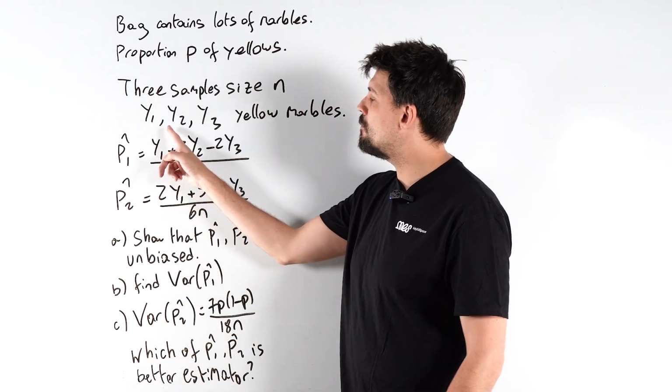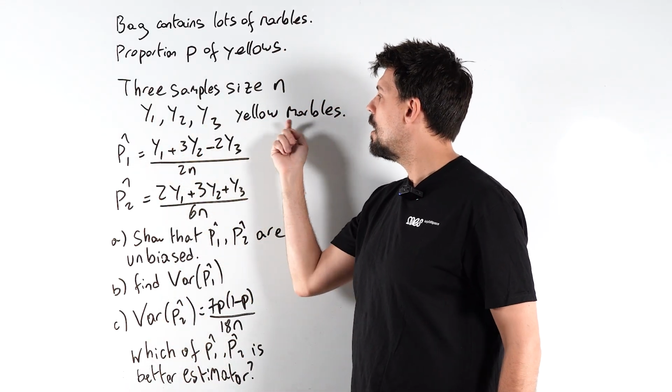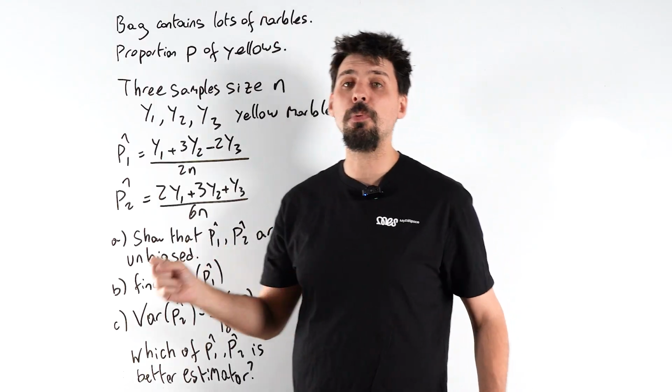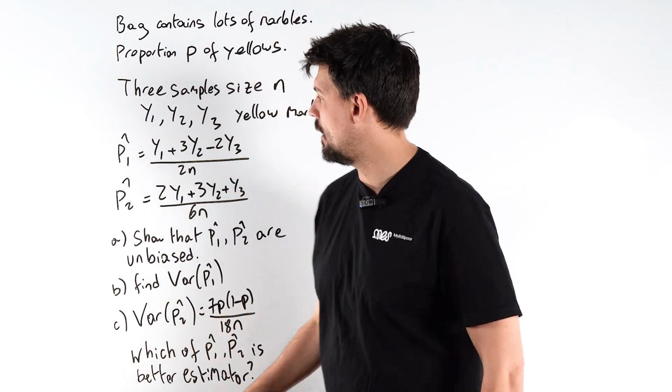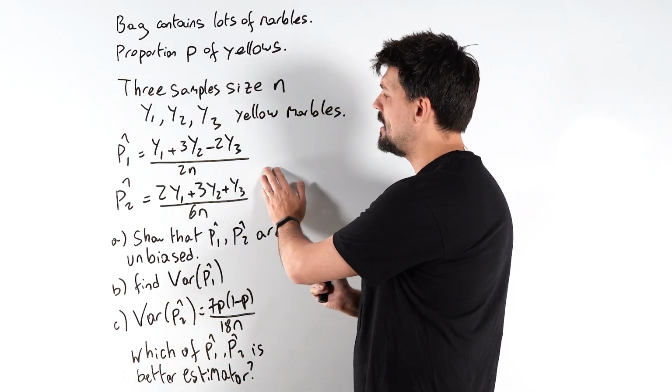Okay, so these are random variables. Y1, Y2, Y3 are the number of yellow marbles in my 3 samples. They are random. I don't know what they're going to be. Now I have 2 ideas.